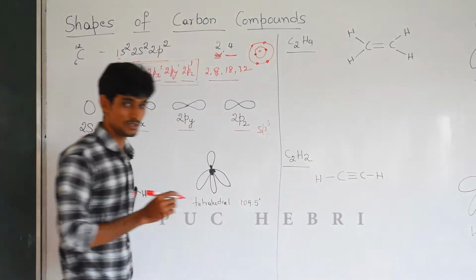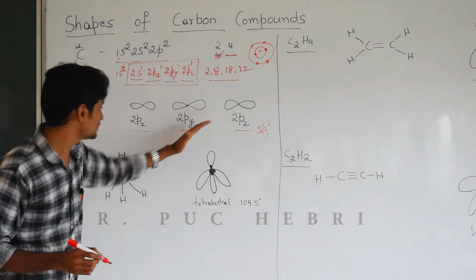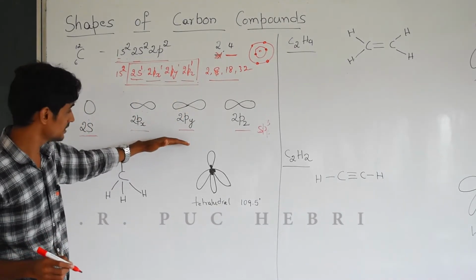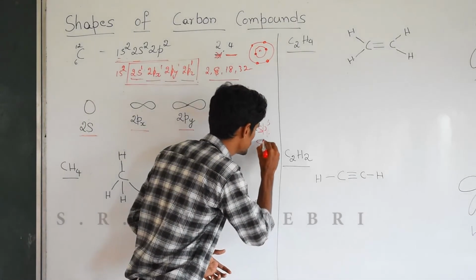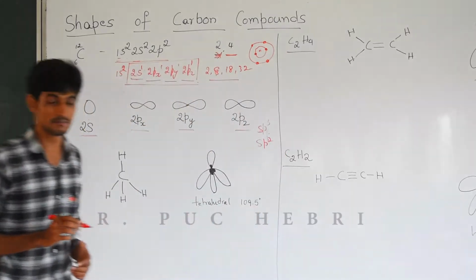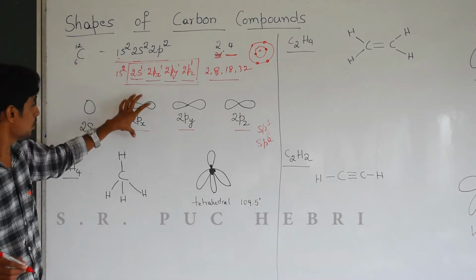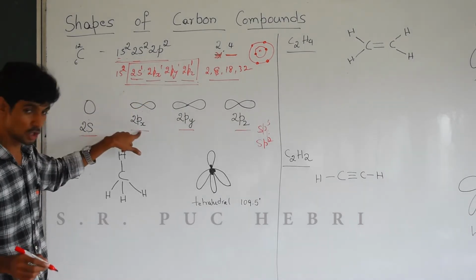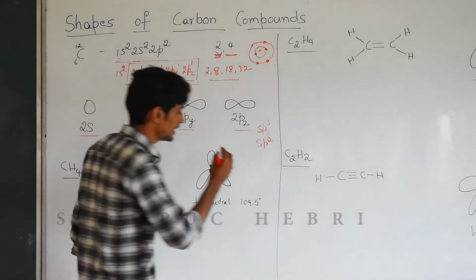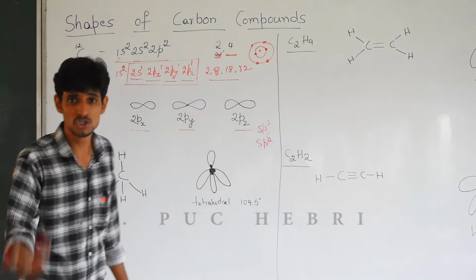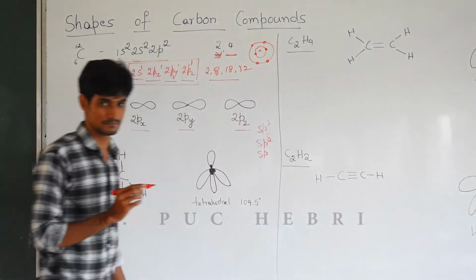If one s orbital and 2 of the p orbitals mix each other and form a new hybrid orbital, then that is called an sp2 hybrid orbital. If one s orbital, that is the 2s orbital, and one p orbital, that is the 2px orbital, combine, then they mix up and become a new hybrid orbital, and that is called sp hybridization.